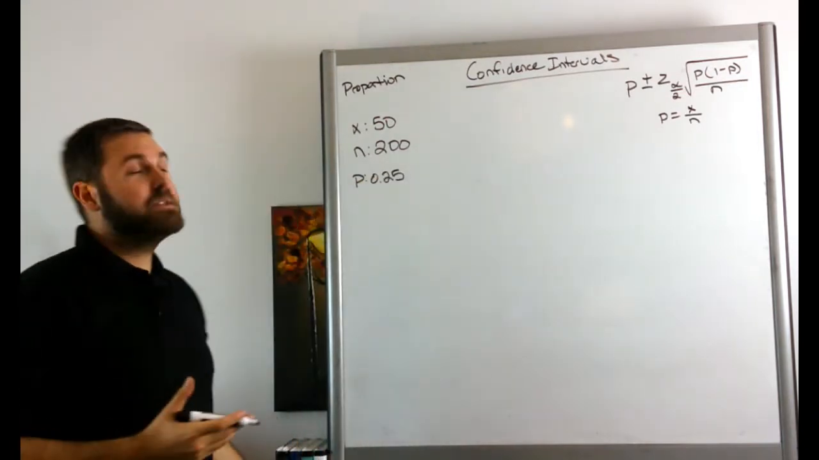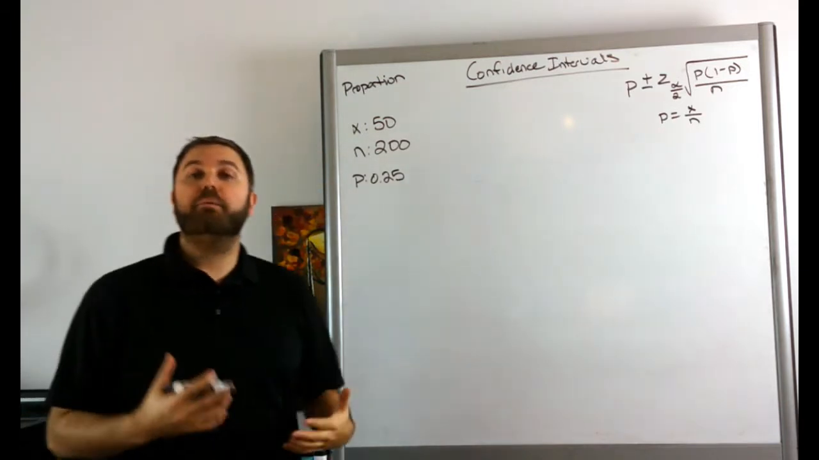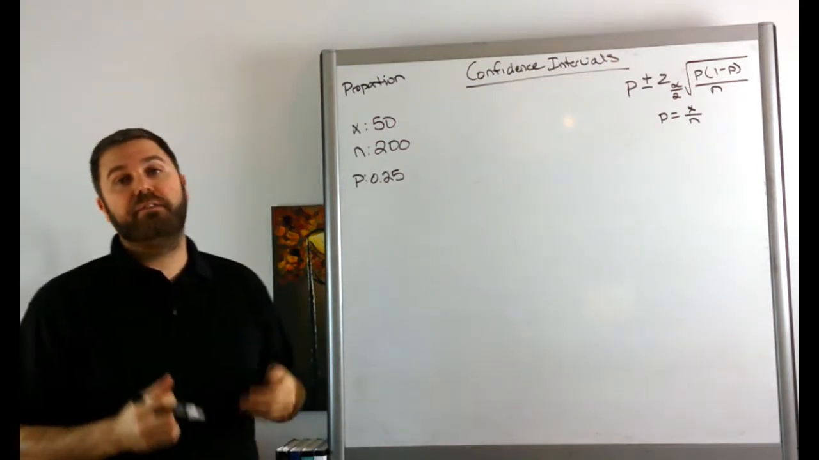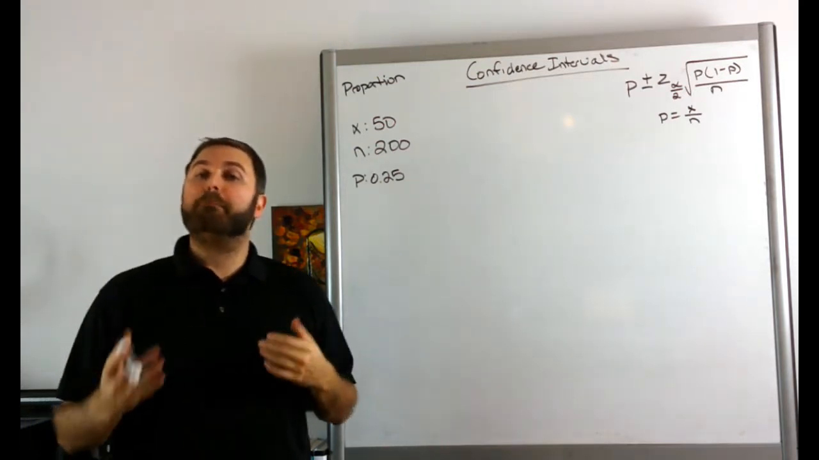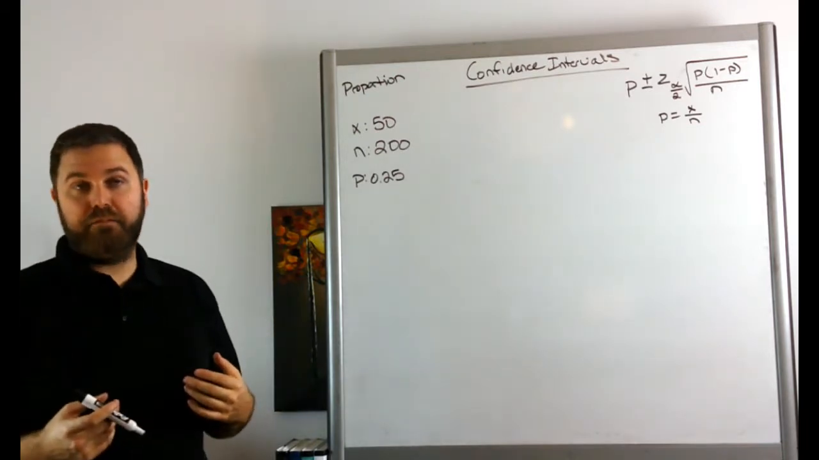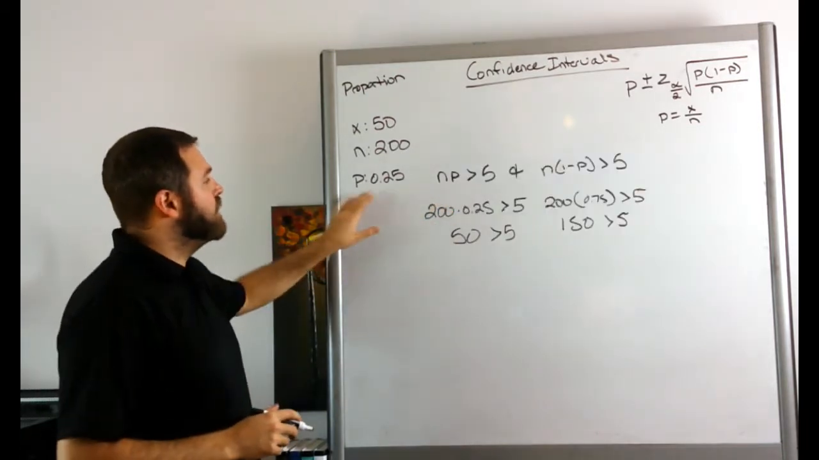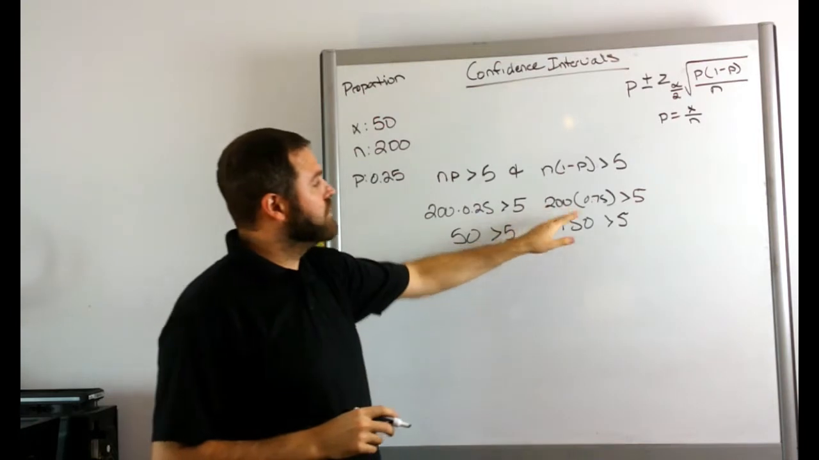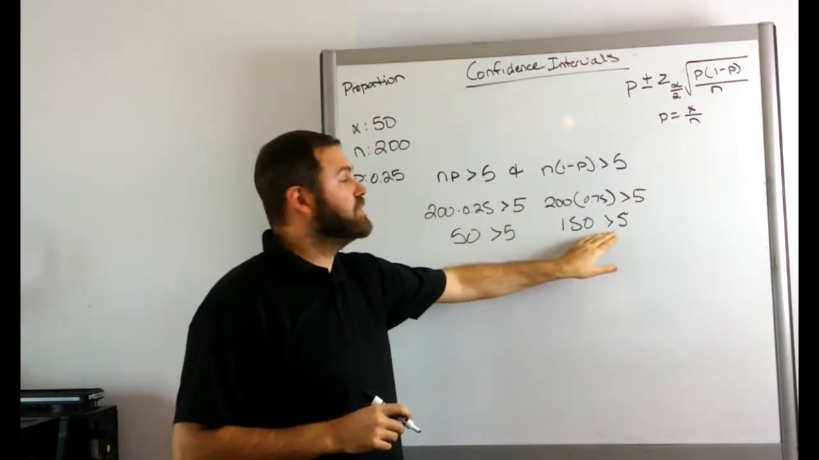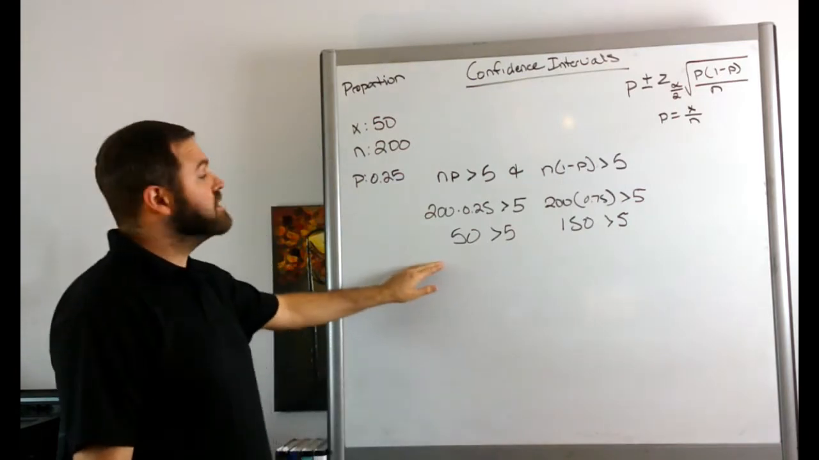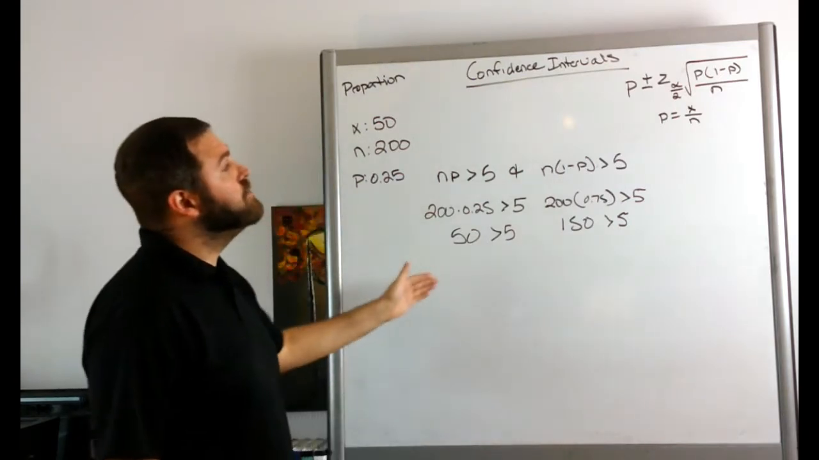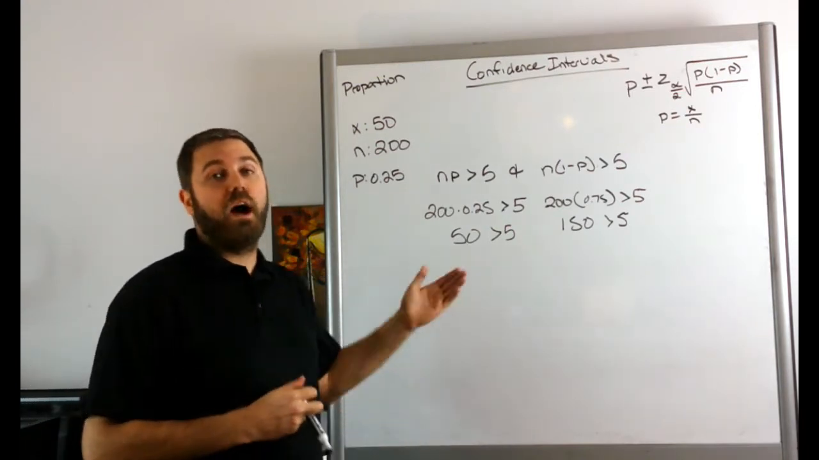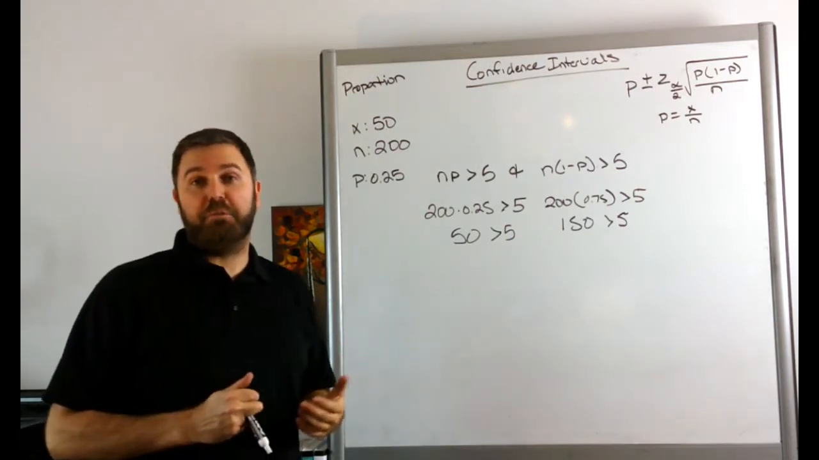Now to find our confidence interval of the proportion, the first thing we need to do is make sure that our n times p is greater than 5, and our n times 1 minus p is also greater than 5. Our n is 200 times our p of 0.25, so that's 50, which is greater than 5, and 200 times 0.75 is 150, which is also greater than 5. So since both are greater than 5, we can use p as a substitute for pi in order to calculate our confidence interval for the population proportion.